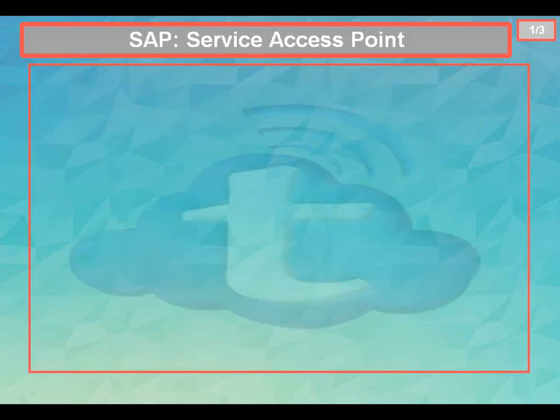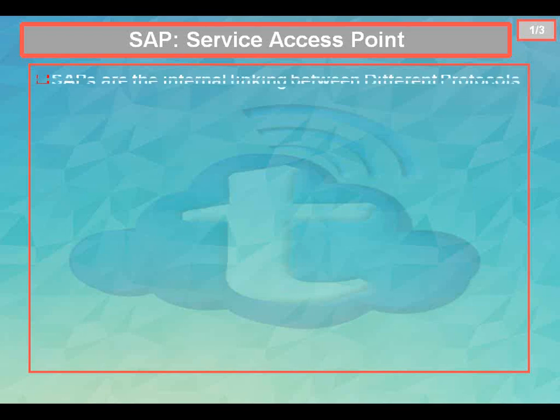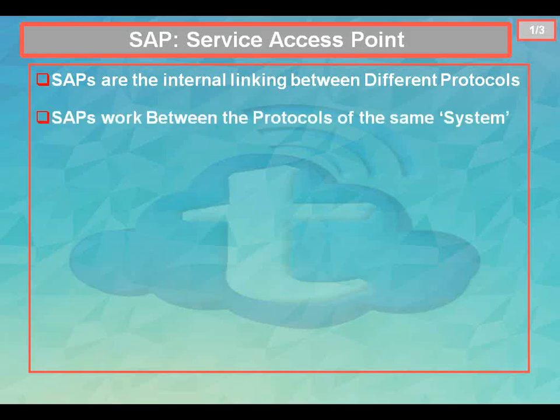Last point that we have to learn. SAP. What is SAP? Service Access Point. It is nothing but the software communication link between two layers. SAPs are the internal linking between different protocols present in different layers. Internal linking, one protocol to another protocol. What do SAPs do? Do we learn about SAPs? We see. SAPs work between the protocols of the same system.